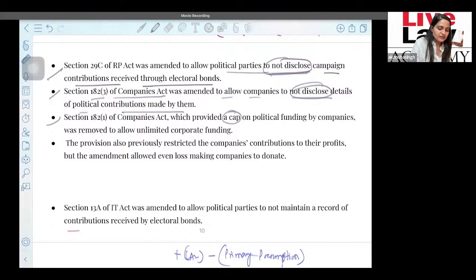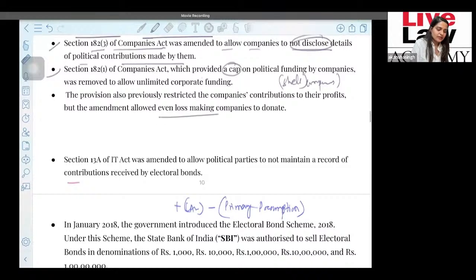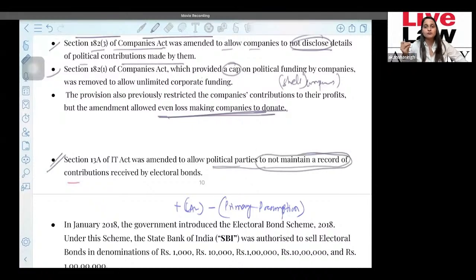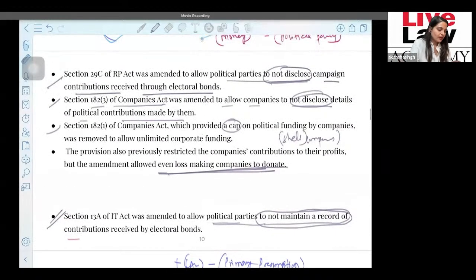This introduced the concept or fear of shell companies actually making the payment, right? So another fear has been added here by this amendment. And so therefore, even the loss-making companies were in a position to donate by this. And also in the Income Tax Act, we made amendment wherein we said that the political parties do not even have to maintain a record of contribution made to them. So now take a moment. Okay, let me now switch to my English version.